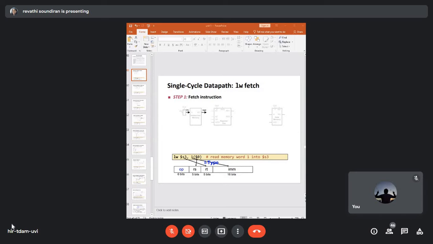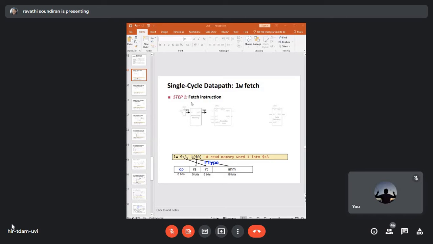So, last class we saw the single cycle data path for load word, store word, and branch on equal. Quickly going through the single cycle data path, both the data and the control signals for a particular instruction are generated in the same cycle. So that was the concept here.